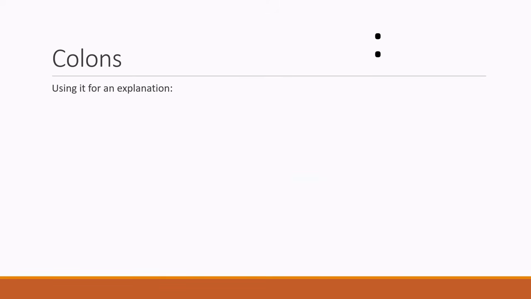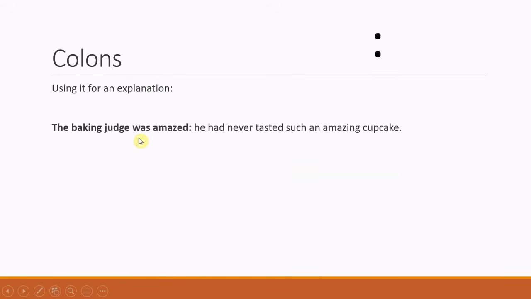This is where people usually haven't seen colons. They've usually used them for lists, and that's about it. So here's something new: explanation. The baking judge was amazed: he had never tasted such an amazing cupcake. So in this case, the part after the colon is explaining, so it's an explanation. Why was he amazed? Well, it's because he had never tasted such a great cupcake before.